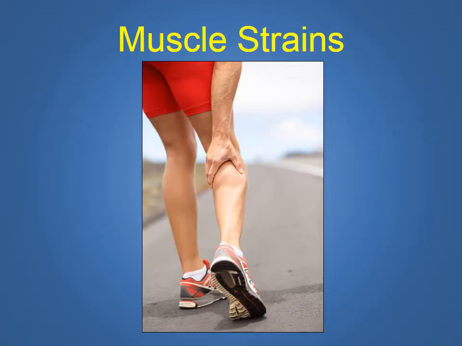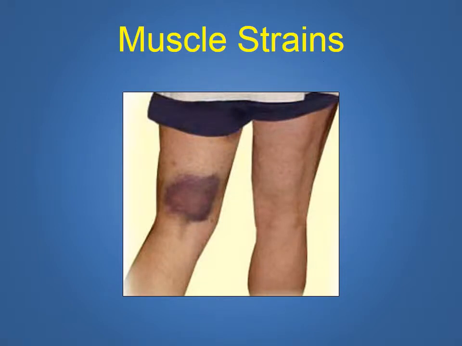A muscle strain is another commonly seen injury in athletic patients. Muscle strains, also known as pulled muscles, occur when the muscle is overstretched during physical activity. This can lead to tearing of the muscle fibers. Patients typically report a sudden tearing pain in the affected muscle and may or may not report hearing or feeling a pop. Pain, swelling, and bruising in the affected muscle, as shown in this picture, frequently occur after the injury.